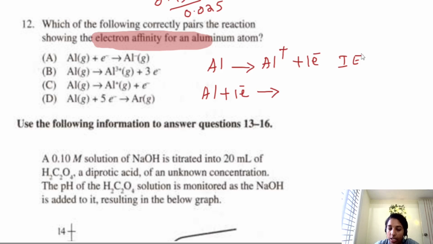Ionization energy is endoenergetic. You have to put in energy, so it is positive. But electron affinity means release of energy. When one electron is added to the aluminum, the species becomes negative. How much energy is released during this reaction, that is what we call electron affinity. So the answer will be the first option.